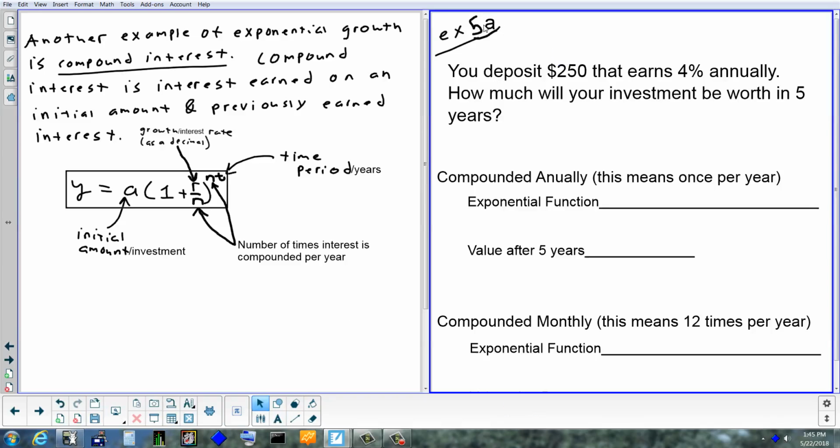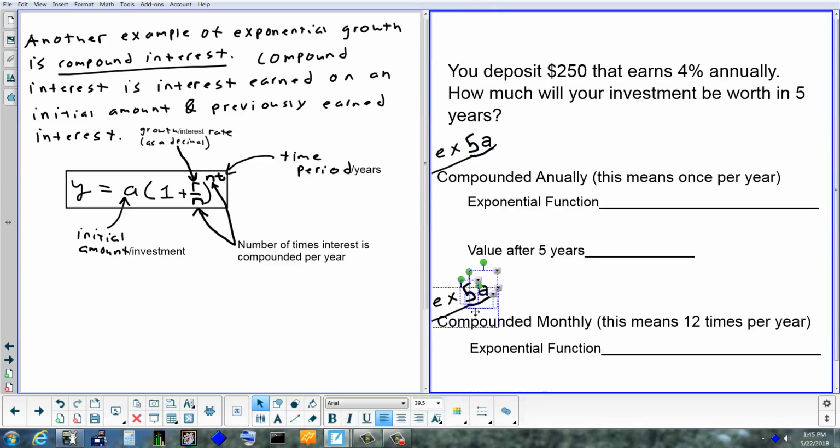T is still going to be time in years. Everybody with me? So, do you want this to be 4, Mr. Hager? This could be 5? If you guys crossed out 4, that's okay, because example 4 means it's compounded annually, so it doesn't really change it too much.